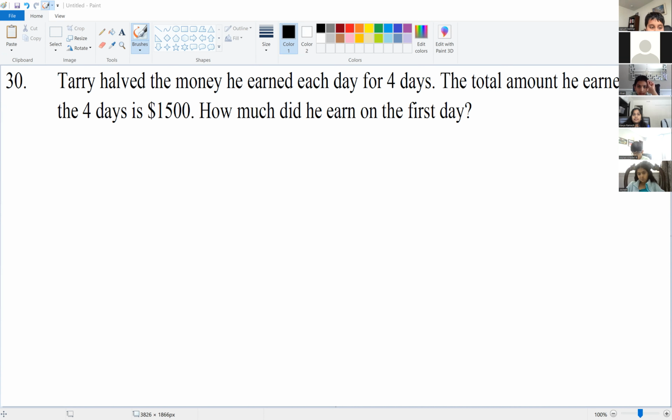Shivika, did you do number 30? You could change the view in the top right corner. I don't think so, but I can try it. Okay, go ahead, try it.